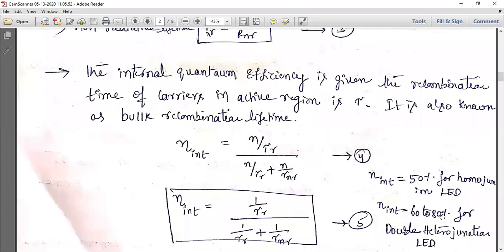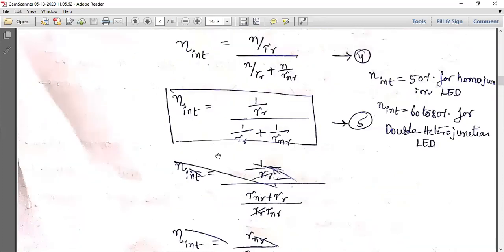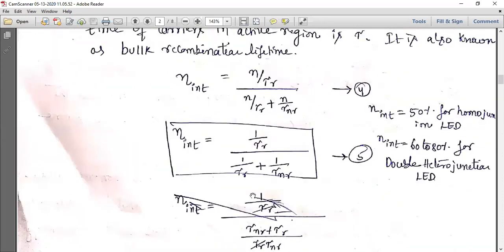Okay, so more light is generated. So here only off chance. So radiative and non-radiative recombination have equal chances. So n is common here, you can take that out. So it becomes 1 by tau r divided by 1 by tau r into tau nr plus r. So from here, this also you can calculate.